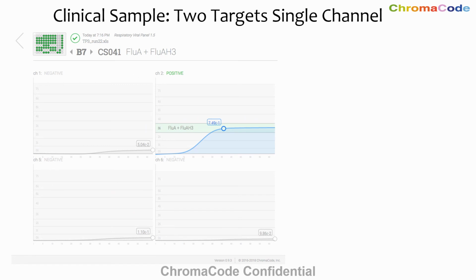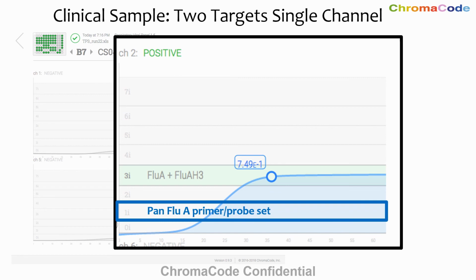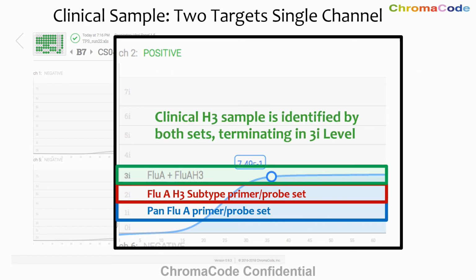HDPCR works the same way with clinical samples. In this particular sample, influenza A H3 was present. In our assay, we have primer and probe pairs for both the pan-influenza A marker and the H3 subtype. Because both marker sets were amplified, the resulting curve from this clinical sample terminated in the band highlighted in green.